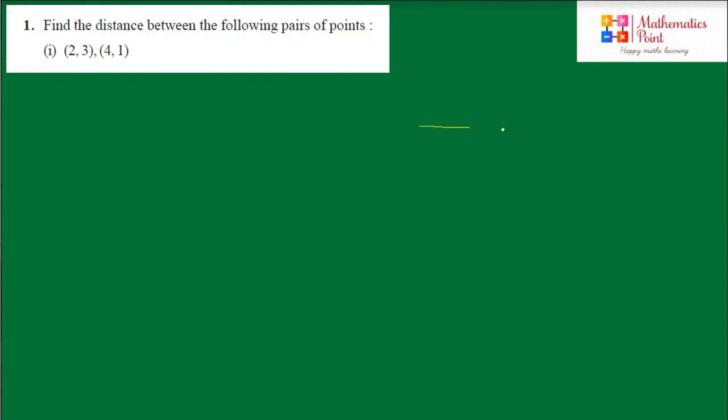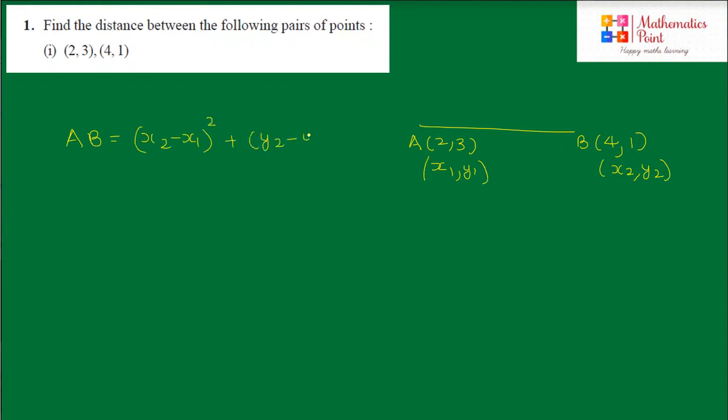Right. So I'm going to draw a line over here. Say this is point A, this is point B. So the coordinates of the point A are given 2, 3 and that of point B are given 4, 1. So this is x1, y1 and here it is x2, y2. Now the distance formula is given by the square root of x2 minus x1 whole square plus y2 minus y1 whole square. So let us put the values.